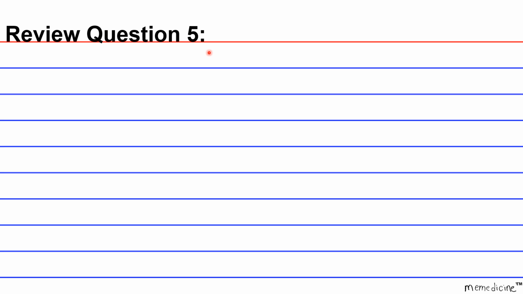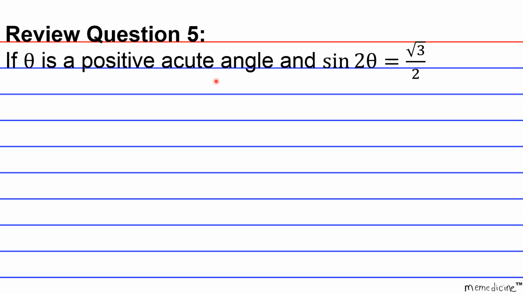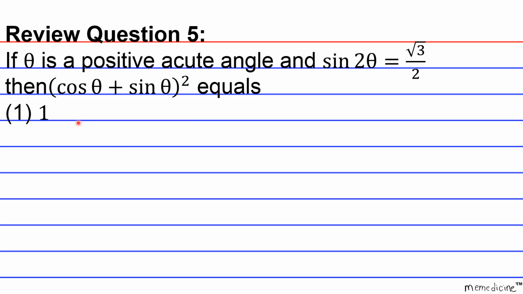Review question 5. If theta is a positive acute angle and the sine of 2 theta is equivalent to radical 3 over 2, then the cosine of theta plus sine theta squared equals: 1) 1, 2) 1 plus radical 3 over 2, 3) 30 degrees, or 4) 60 degrees. Definitely press pause and formulate your answer. Okay, so come up with a solution. I'll give you some time to do that.